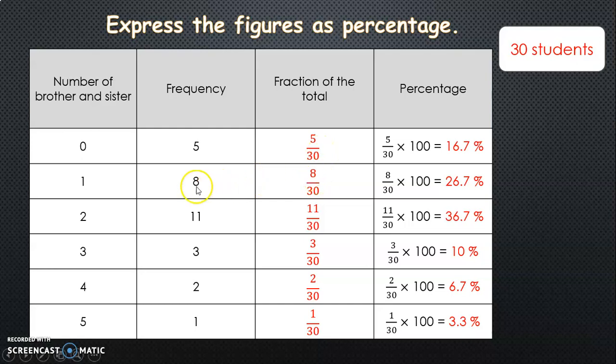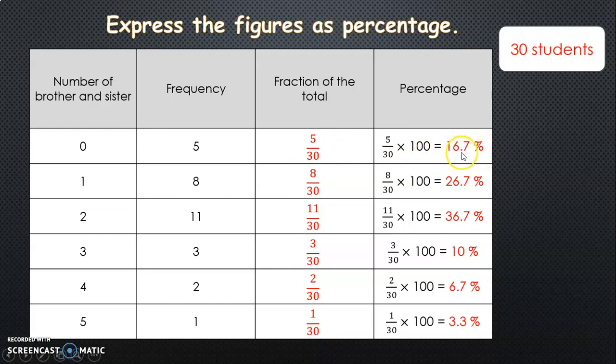Again, here our frequency is 8, then the fraction of the total is over 30. Then 11, then the fraction of the total is over 30. The same with the others. As you see, the given frequency, then the total frequency. Now, in order to get the percentage, what we need to do is multiply the fraction by 100. Then you will get the percentage.